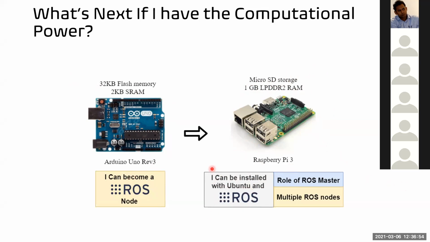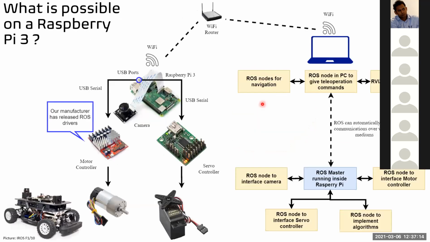And because you can install Ubuntu and ROS, you can make it do the role of a ROS master, and it can host multiple ROS nodes as well. So this is a very good way to start a complex project. And as an example, I will tell you something you can do if you have a Raspberry Pi.